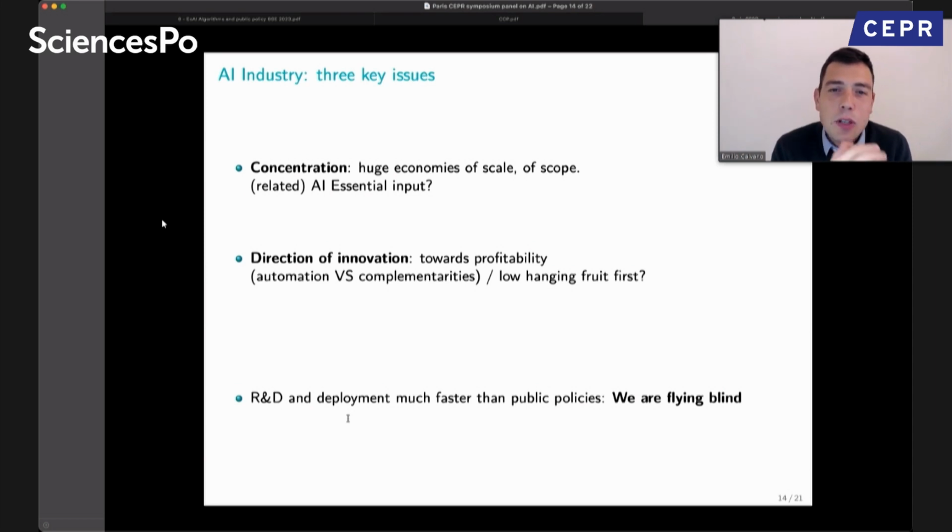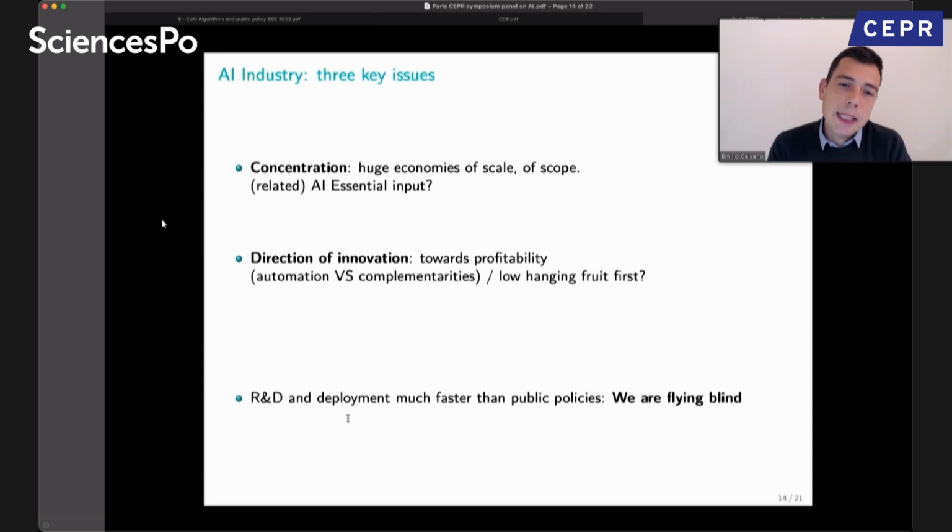That's another problem. Three more key issues in the industry have to do, of course, with concentration. The idea is that there are huge economies of scale and scope in creating these systems. If you're working on supervised learning, it's easy to expand into neighboring areas by just using your workforce. AI is an essential input, something we've been talking about. Think about all those downstream products that are trying to integrate AI capabilities, and think about the fact that these firms are basically a bottleneck to access this seemingly must-have feature for your product.